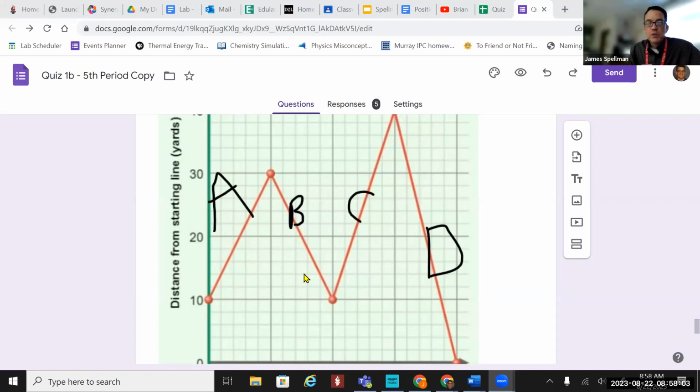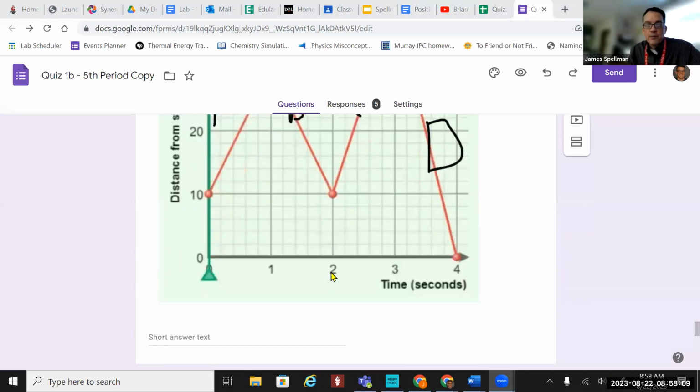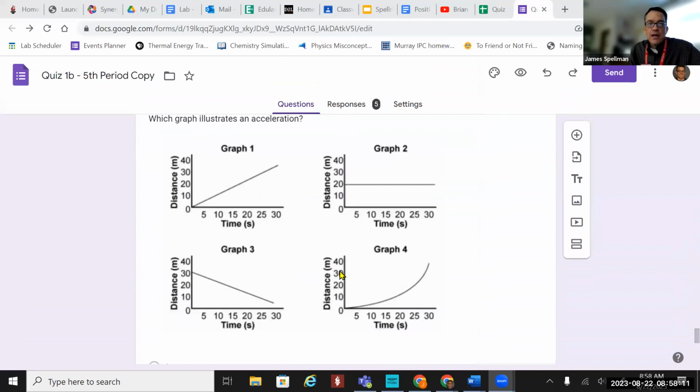So in summary, to get the speed of a point, you need to get the slope of the line that it is on. Distance divided by time gives us the speed. And acceleration means that we are speeding up, slowing down, or changing directions.